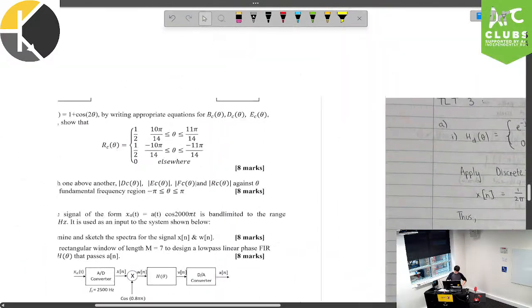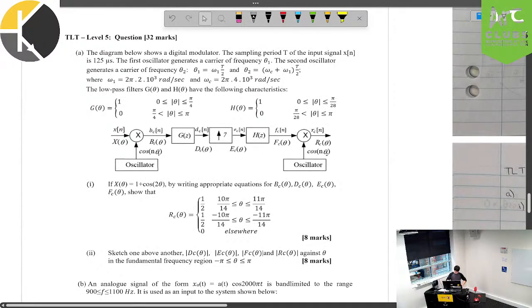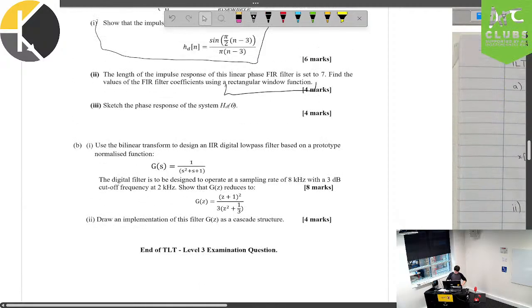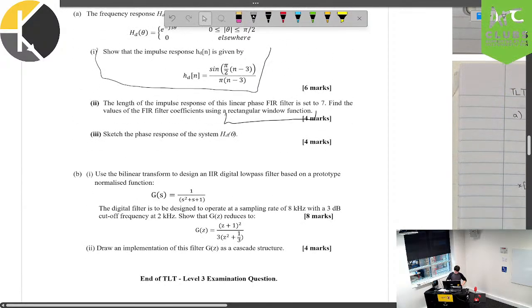All right, let's keep on going. Half an hour to go. I will try and make sure we fit in the Kahoot on time. But nonetheless, we're going to sketch the phase response of the system.